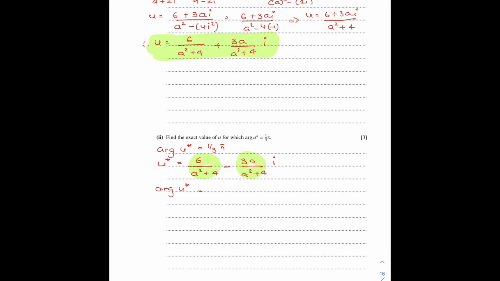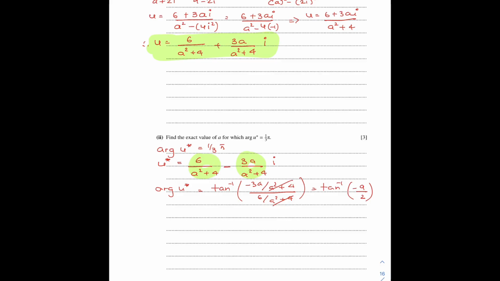So the argument of u star is tan inverse of y over x. So I can write that as tan inverse of negative 3a over (a squared plus 4) over 6 over (a squared plus 4).